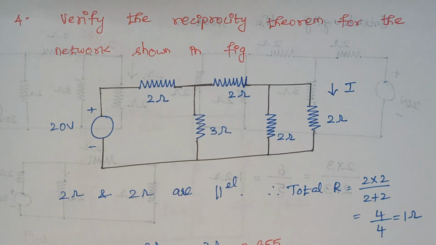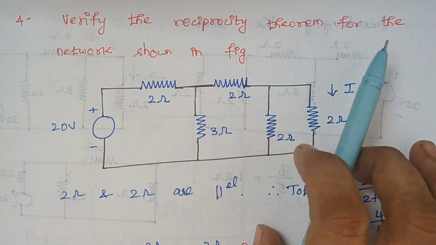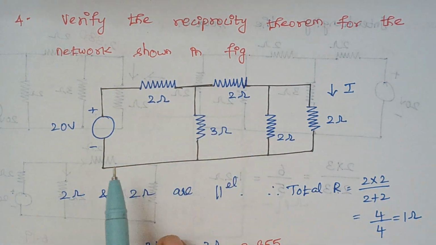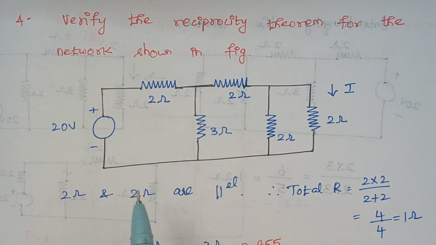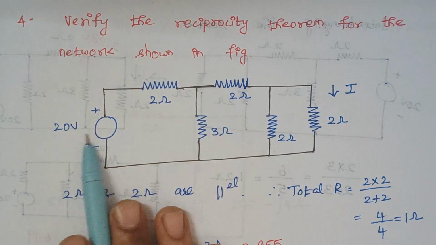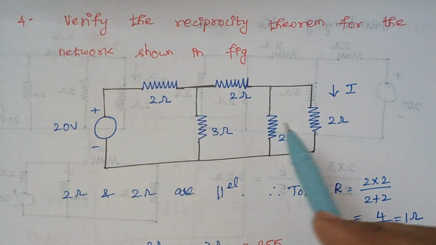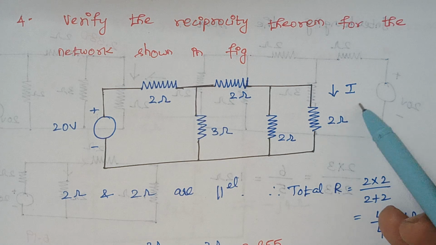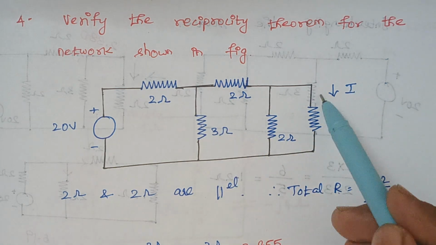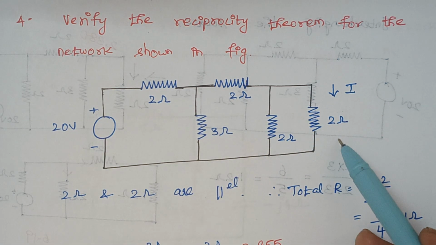Today we are going to solve problems related with reciprocity theorem. The problem is verify the reciprocity theorem for the network shown in figure. So this is the given diagram, and in this diagram we are having a voltage source of 20 volt. So we need to calculate the current that flows at the extreme end, that is through this 2 ohm resistor.